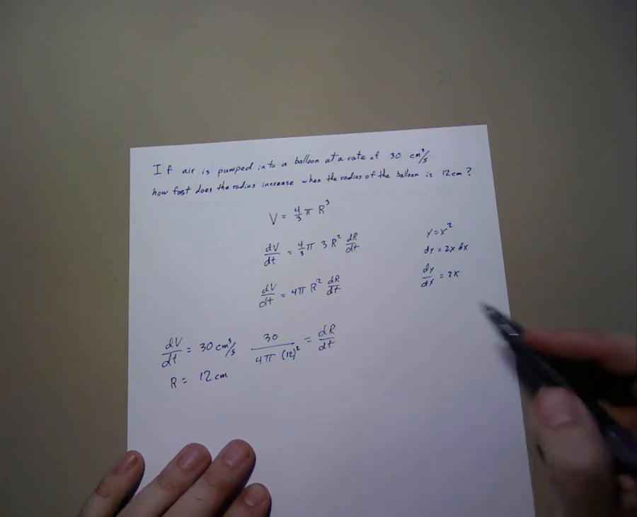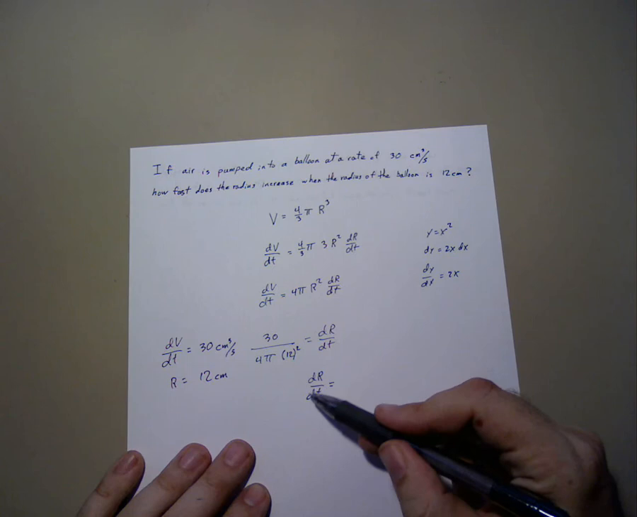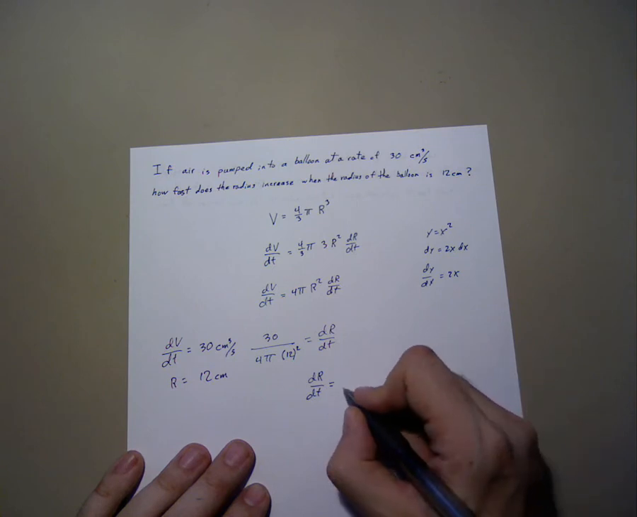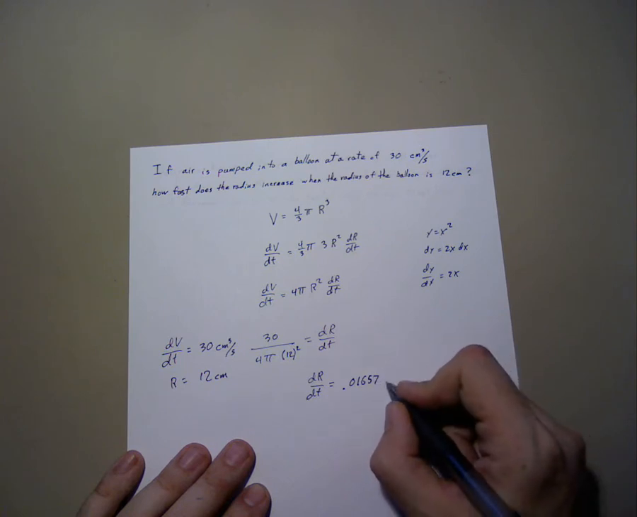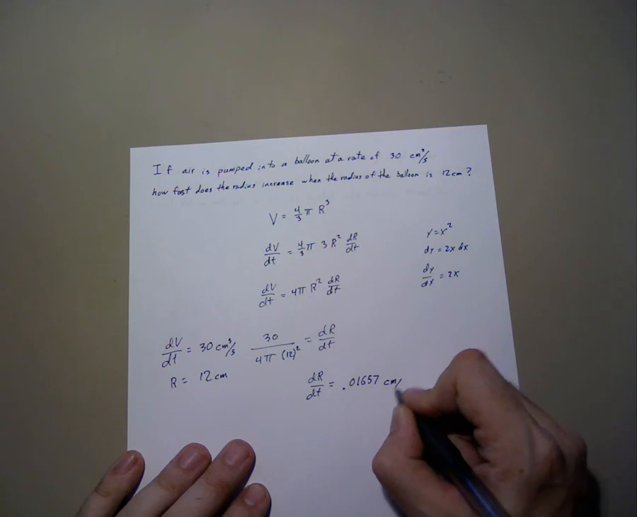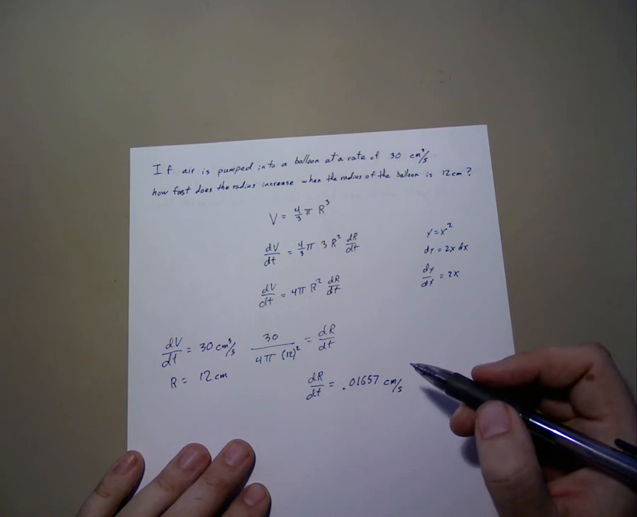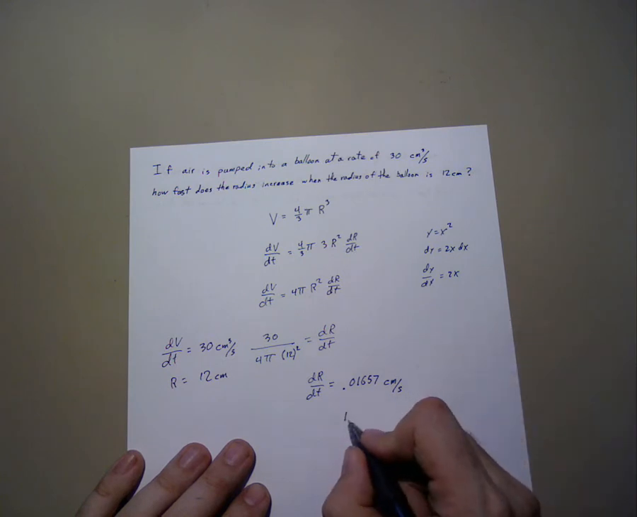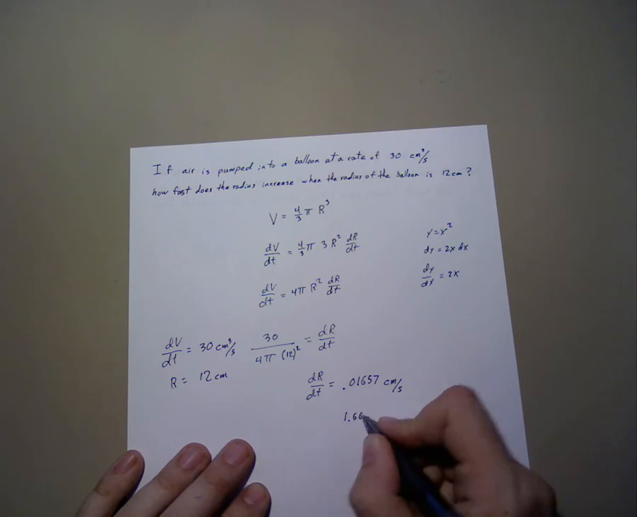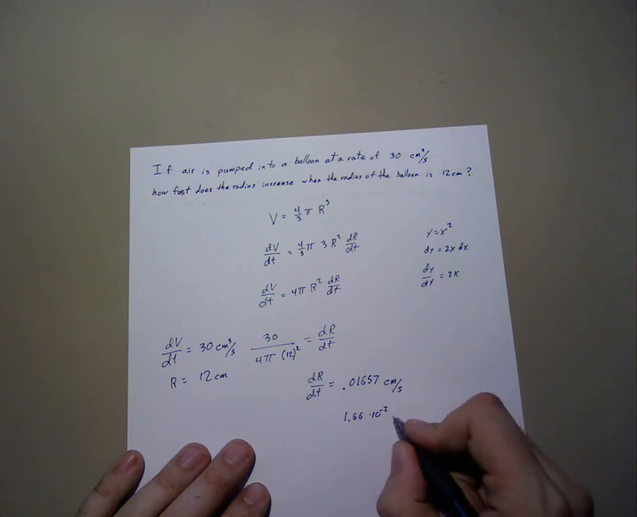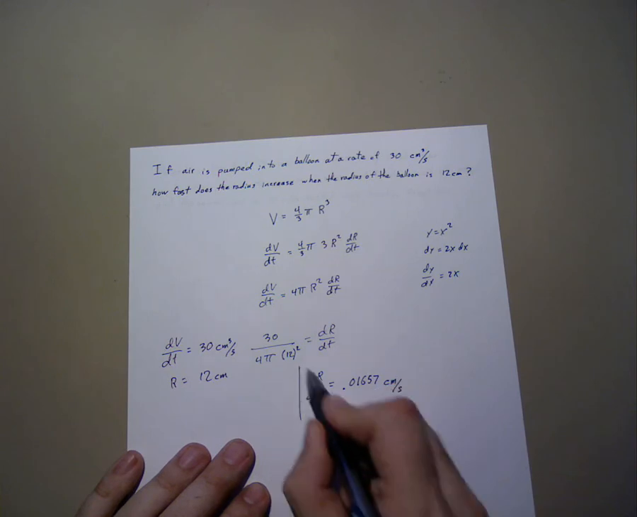Evaluation of this leads to dr/dt, the rate of how fast the radius increases, being 0.01657 centimeters per second. Although we don't have that many significant digits, we should probably round it off to 1.66 times 10 to the negative second centimeters per second. That is the correct rate of increase.